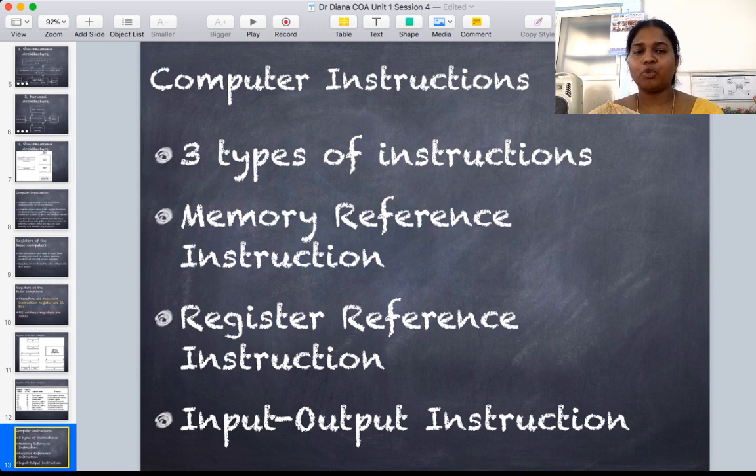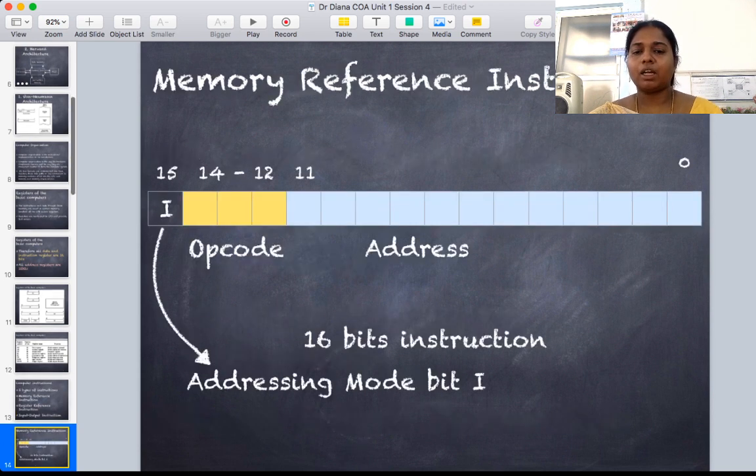Once you know this, we have moved on to 3 different types of instructions, and we have seen what the instruction formats are going to be for these 3 instruction types. The first instruction is called the memory reference instruction. Anytime you try to access memory, or read something from it or write something to it, it is called a memory reference instruction, for which the format has the first bit, the most significant bit, used for indicating the addressing mode, followed by 3 bits for the opcode, and bits 0 to 11 for specifying the address.